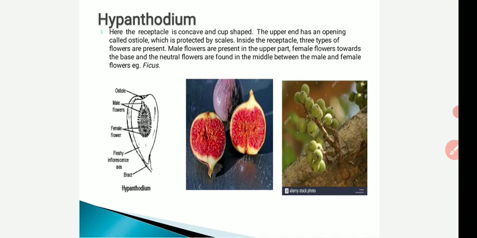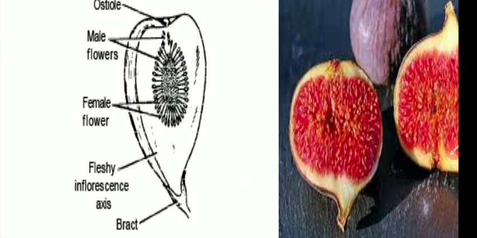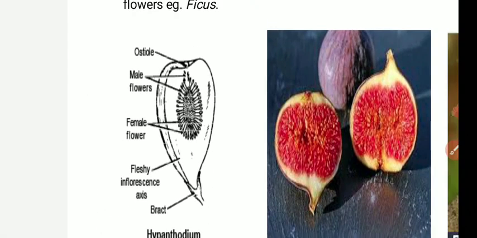So this is the diagrammatic representation. It is found in fig also. The diagrammatic representation shows here the bract, the fleshy inflorescence axis, the female flower at the base, the male flower at the apex, and above the male flower the receptacle fuses and forms a small opening. This opening is called an ostiole.